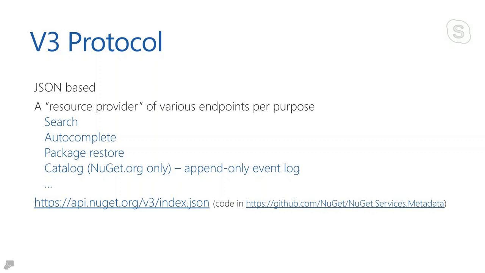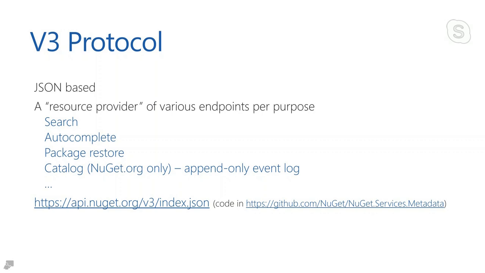And it's really an entry point into different resources in NuGet. So if you go to api.nuget.org/v3/index.json, you will find a list of resources that provide endpoints for various purposes of NuGet. For example, if you're using search in Visual Studio or in Rider or in VS Code, you will hit that search endpoint that is defined in this v3 index.json response.